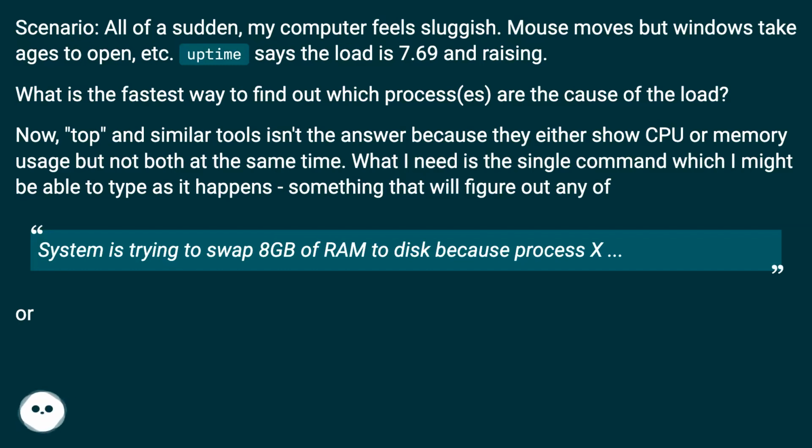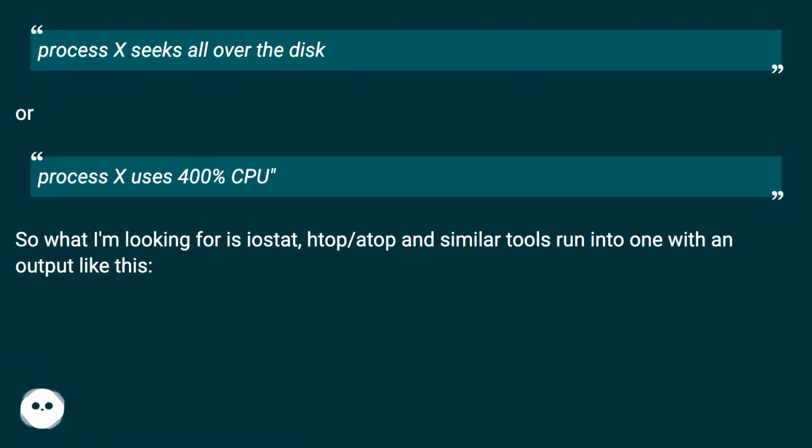Now, top and similar tools aren't the answer because they either show CPU or memory usage, but not both at the same time. What I need is a single command, which I might be able to type as it happens, something that will figure out any of: the system is trying to swap 8 GB of RAM to disk because process X, or process X seeks all over the disk, or process X uses 400% CPU. So what I'm looking for is iostat, top and similar tools rolled into one with an output like this.